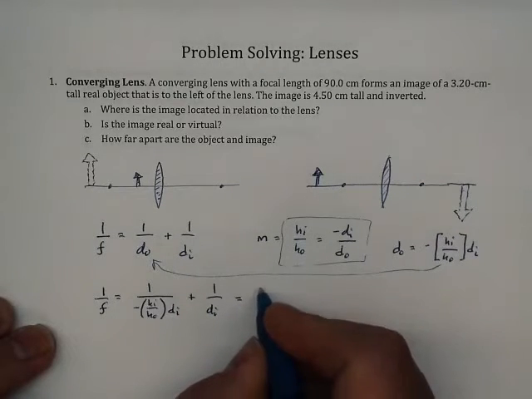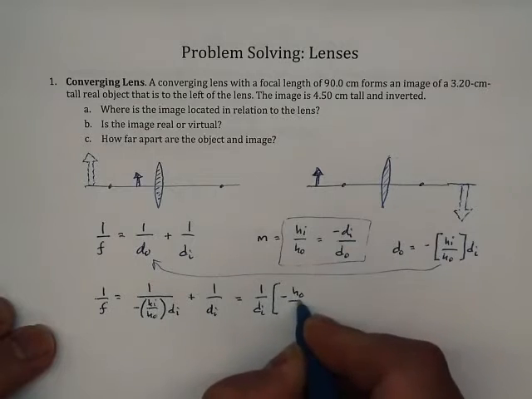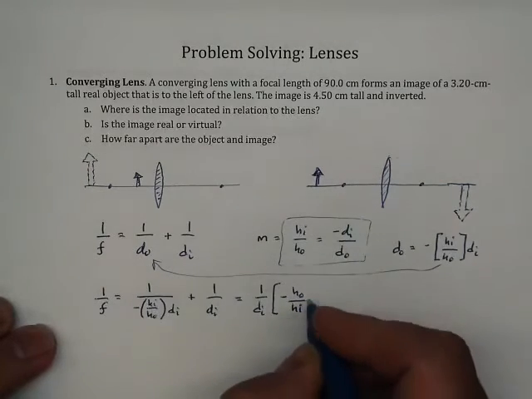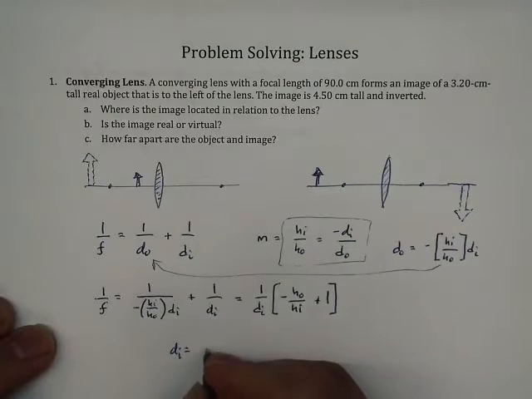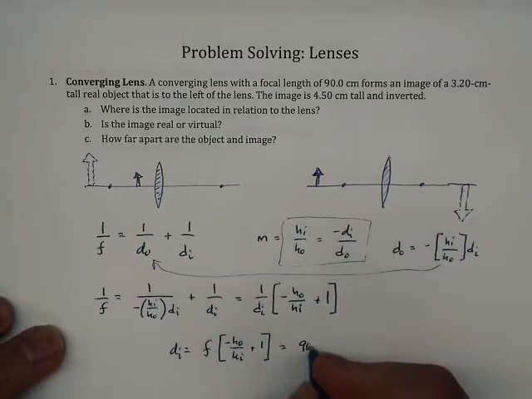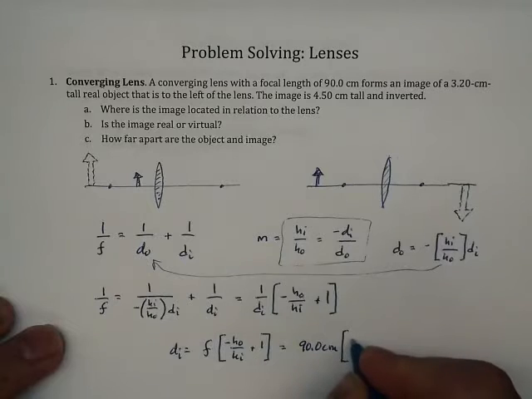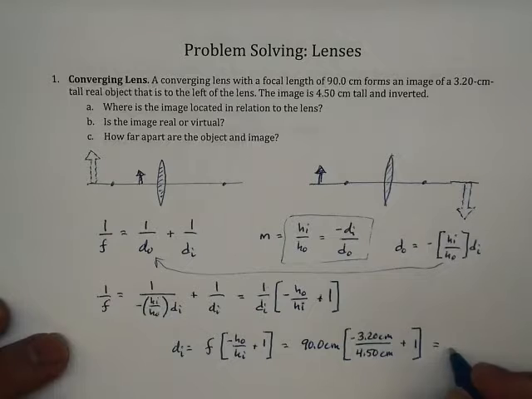So we can rewrite this a little bit. If we pull 1 over the image distance out of both of those terms and flip this, I'll have minus the object height over the image height plus 1. And that means the image distance is equal to the focal length times that expression in the brackets there. So we can go ahead and plug in numbers. We're told that the focal length is 90 centimeters. The object height is 3.2 centimeters. The image height is 4.5 centimeters, plus 1. And if I punch that all into my calculator, I get that the image distance is 217 centimeters.